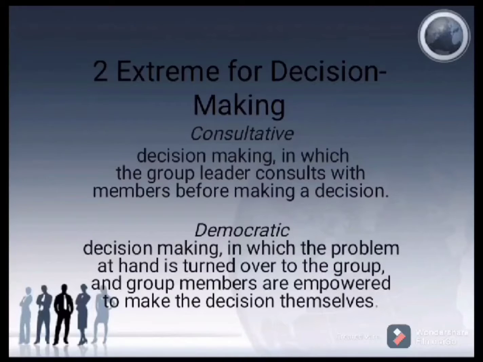The second extreme of decision making is democratic. Decision making in which the problem at hand is turned over to the group, and group members are empowered to make the decision themselves. This is when the leader gives ownership and control of a decision and allows the group to vote. Majority vote will decide the action. Advantages include a very fast decision and a certain amount of group participation.